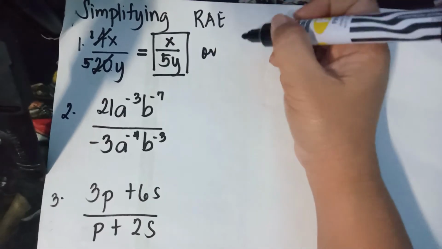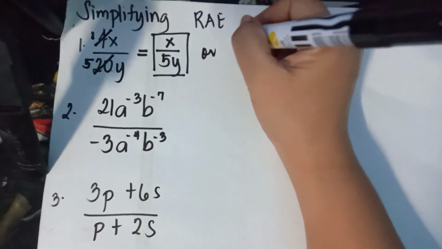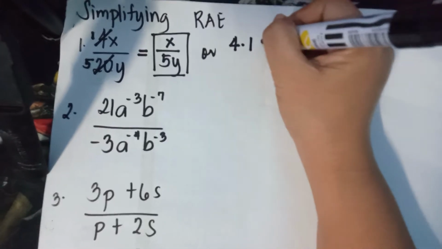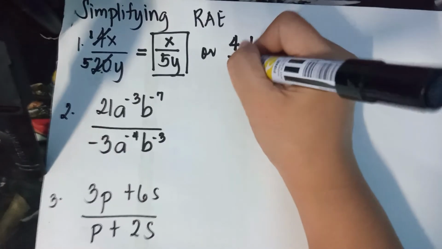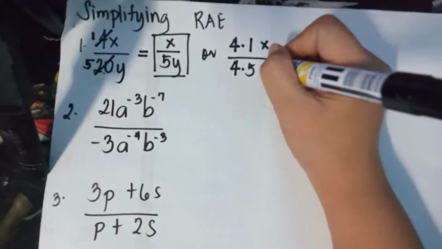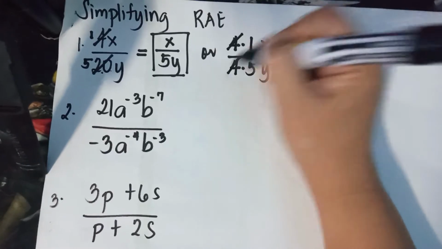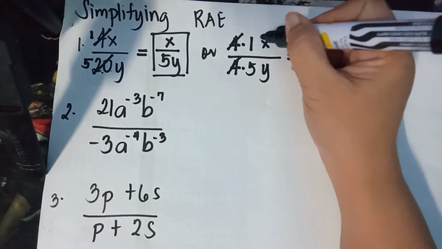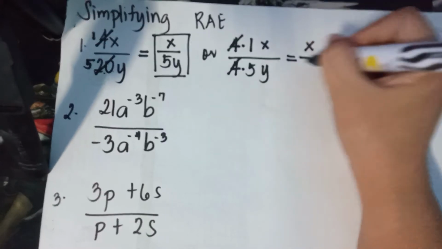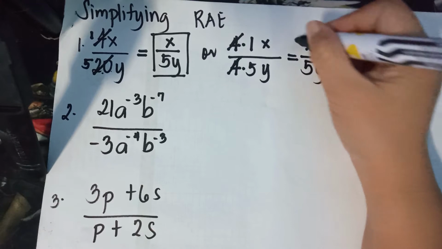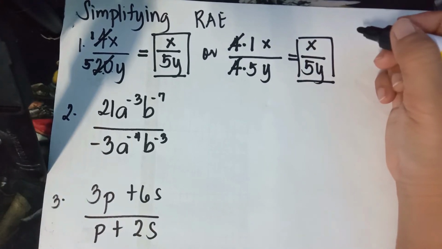Or another process is to get the GCF. Factors of 4, 4 times 1, x over 20, we have 4 times 5, and just copy y. And divide 4 divided by 4, 1. And proceed, 1 times x, x over 5 times y, 5y. Still, we come up with the same answer, which is x over 5y.